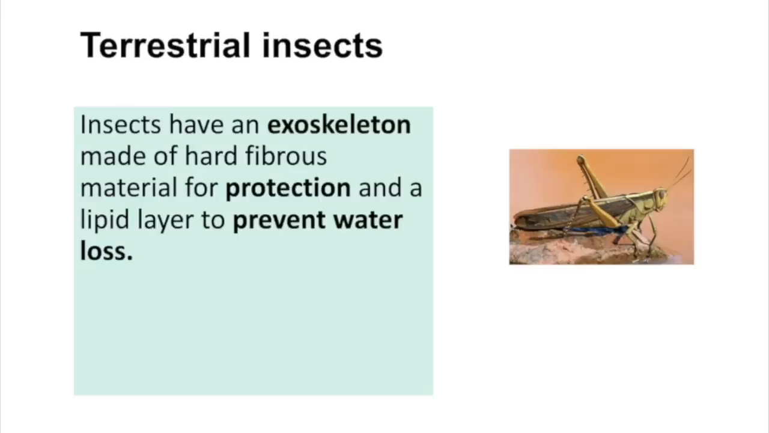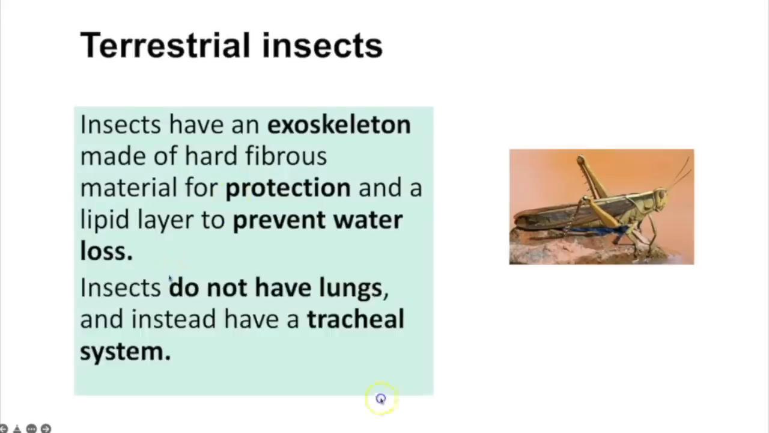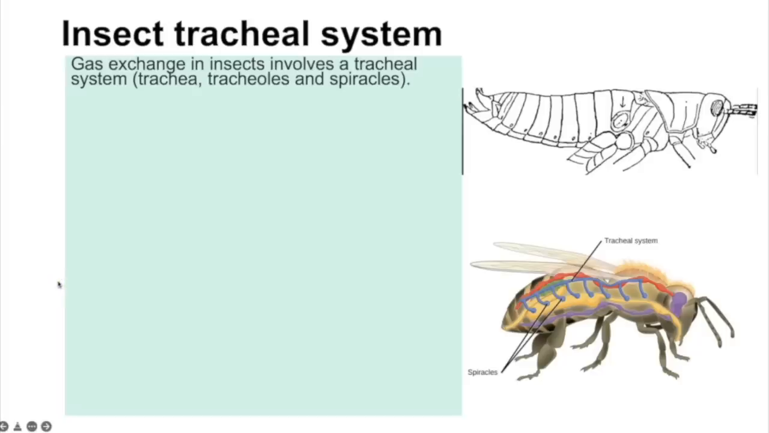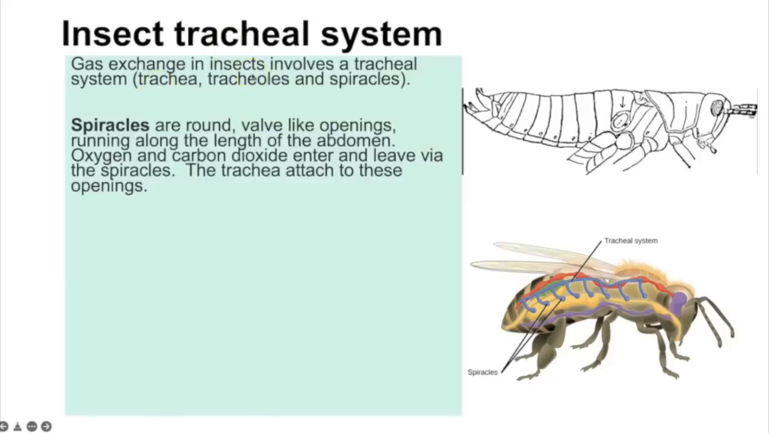Terrestrial insects, they do have a large surface area to volume ratio because they're small. However, the issue they have to overcome is the fact that they have a waterproof exoskeleton. And that's an advantage to prevent water loss, but because it's made up of this hard fibrous material, it also means gases can't exchange across it. Now, insects don't have lungs, but they do have a tracheal system, which is where ventilation and gas exchange occurs. So their tracheal system then, we have a look at how this differs to the human lungs. First of all, it includes a trachea, tracheoles and spiracles.